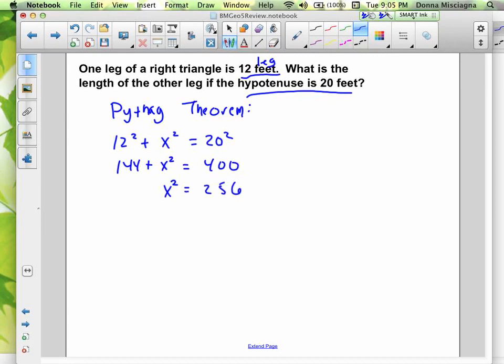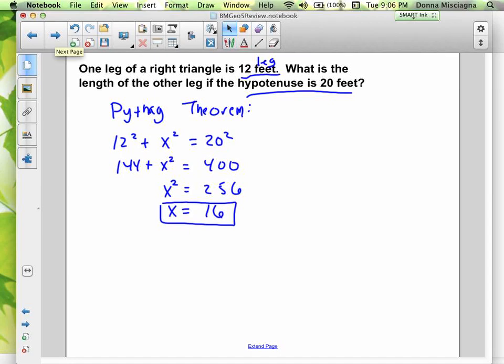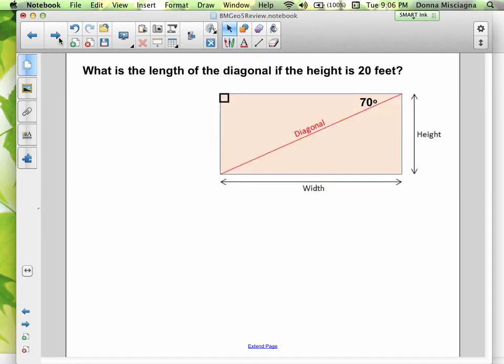That is a perfect square, and 16 is the square root of 256. So that's our answer. We have an exact answer here because it's a perfect square. So this is a Pythagorean triple. Okay, so 16. I'm going to do one more problem before I end this podcast.